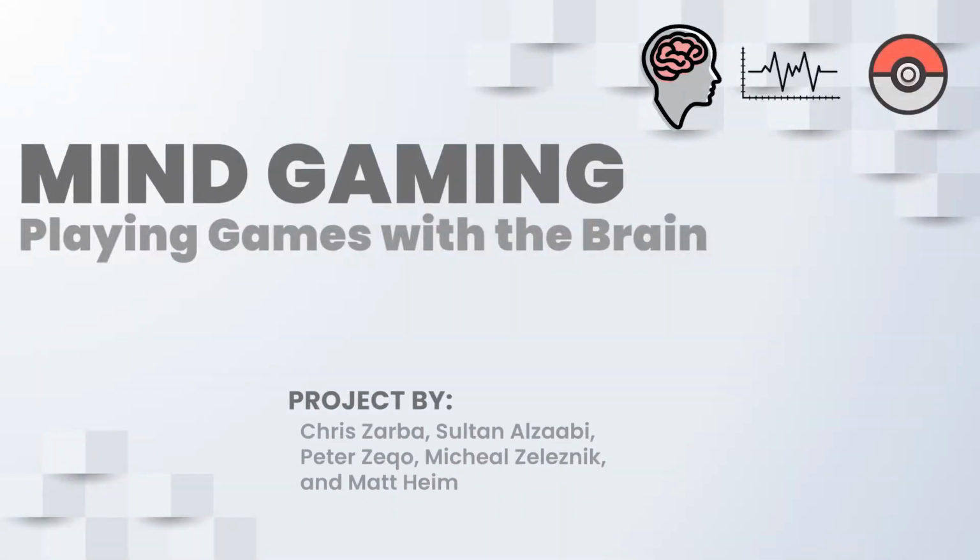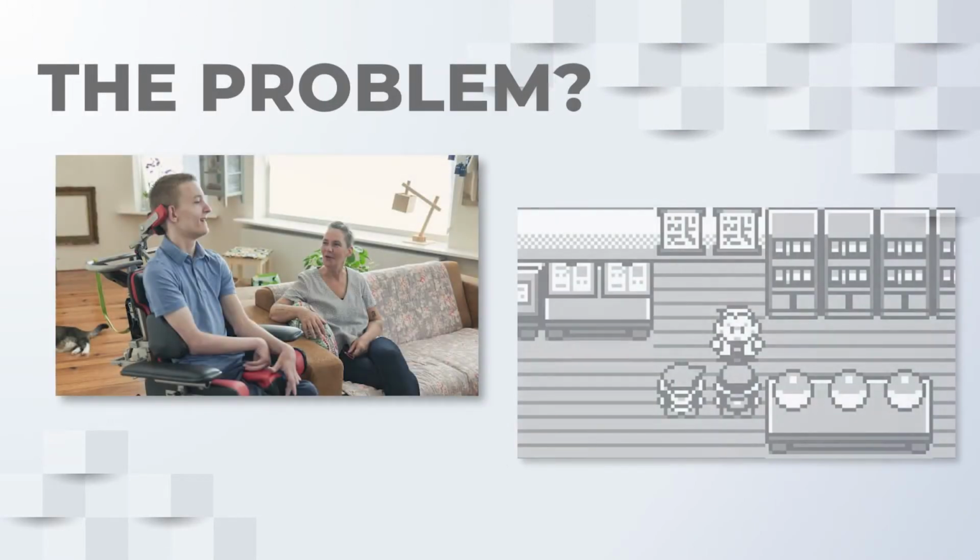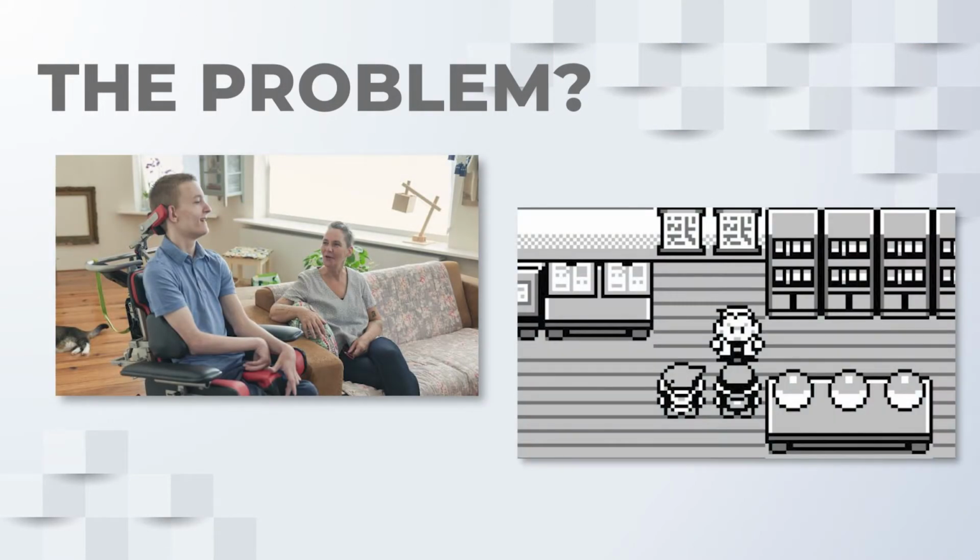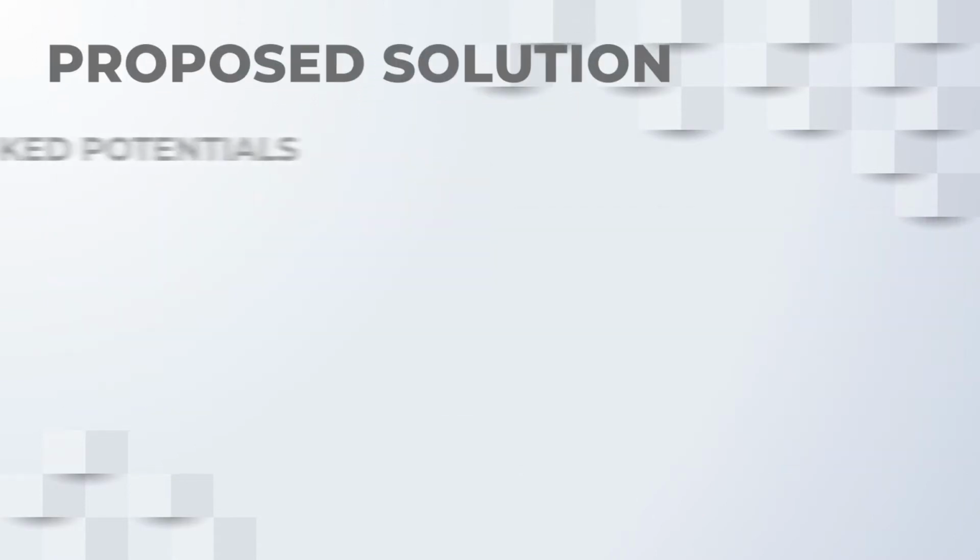My name is Chris Zarba, and our team members are Sultan Alzabi, Peter Zico, Mike Selesnik, and Matt Heim. For our project, our goal was to implement a brain-computer interface system to allow people with physical disabilities to play video games. We hope to accomplish this by using visual evoked potentials.